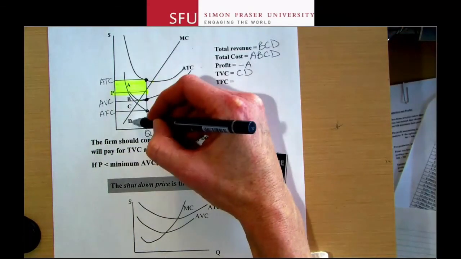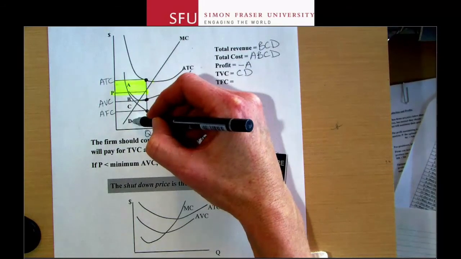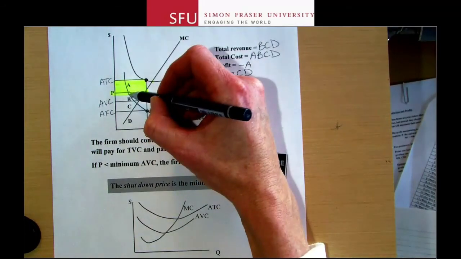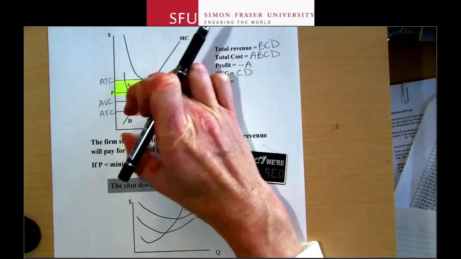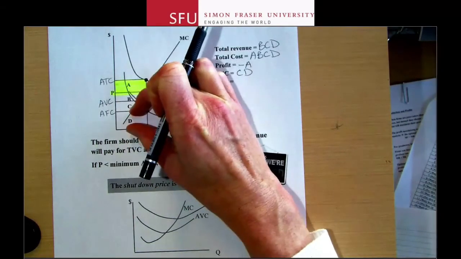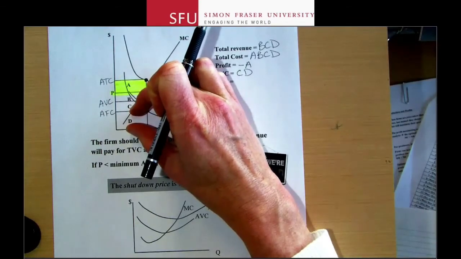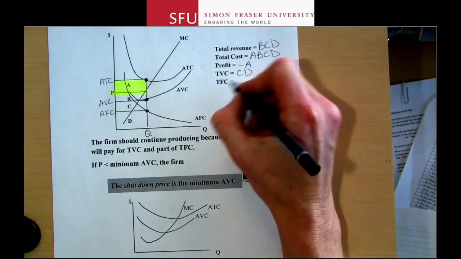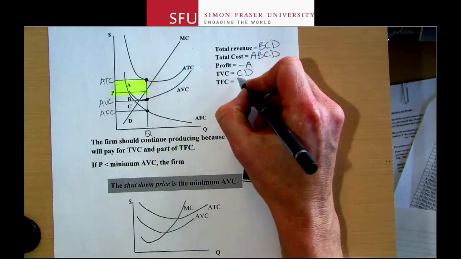After they've paid for their variable cost, they will have B left over, which is not enough to pay for the fixed cost. Area B is what they would have left over. It's not big enough to pay for the fixed cost, so they are losing money. The total fixed cost is area D.